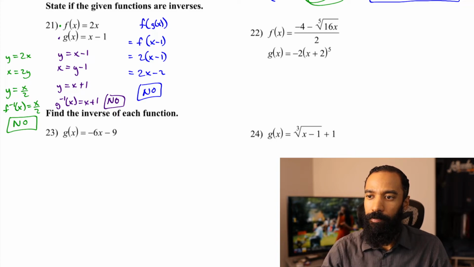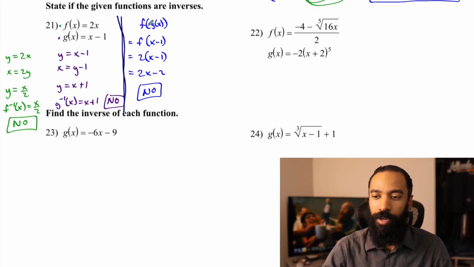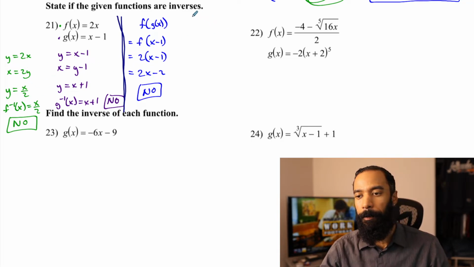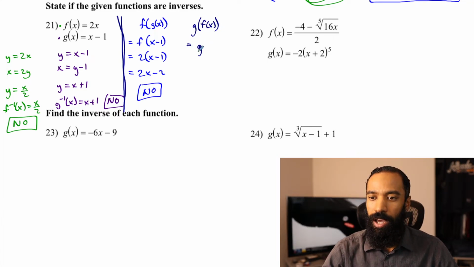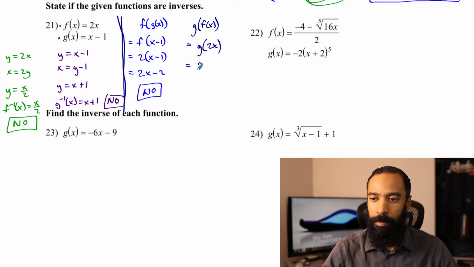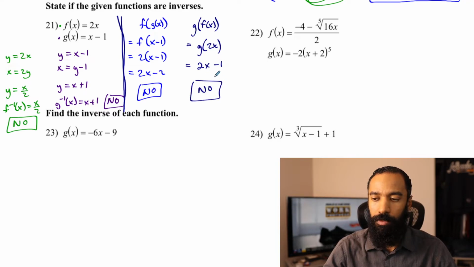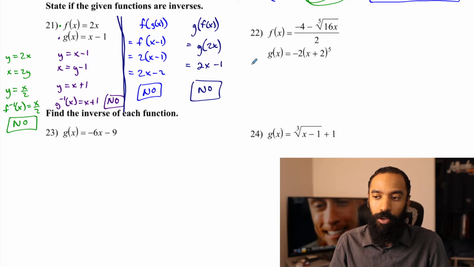And lastly, and remember, you don't have to do all 4 of these. You're really splitting this up. You're either doing a composition of functions here, or you're taking the inverse of one and the other. Alternatively, you could have tried g of f of x, which means g of 2x. And you're going to substitute 2x in for x right there. That becomes 2x minus 1. That doesn't simplify any further. That just says no. If it equaled x, then they would be yeses.